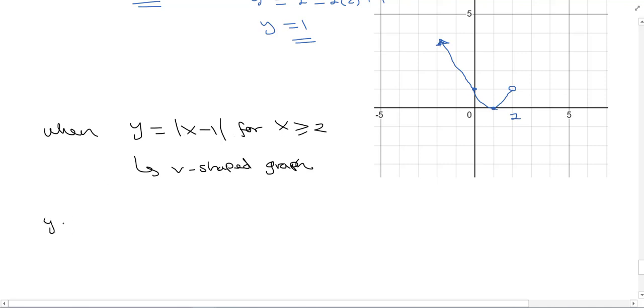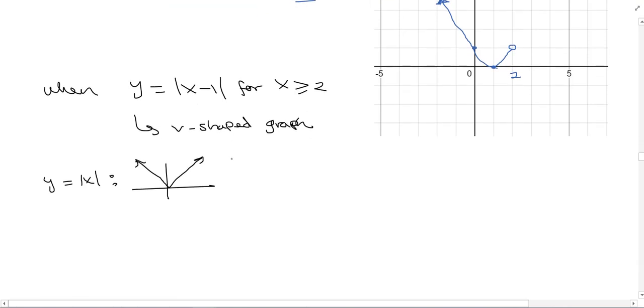So the absolute value of x usually is like our standard V. So what does y equals the absolute value of x minus 1 look like? So this has undergone a transformation. The vertex has moved to 1. So you still have your V, but now it looks like that. So it's going to start here at 1, but that part is to the left of 2, so we don't need that.